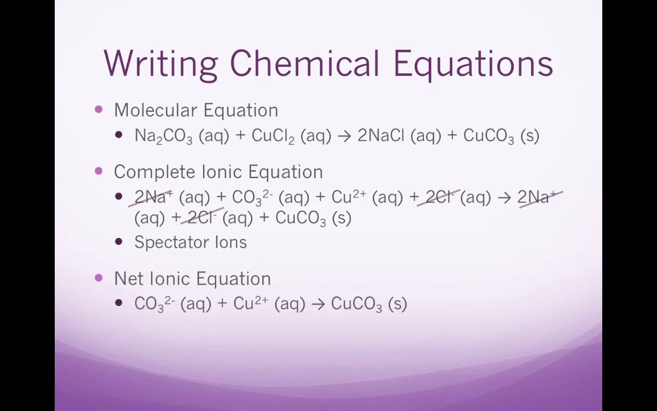So our net ionic equation then is writing our complete ionic equation without the spectator ions. So in this example, we get carbonate ions react with copper(II) ions to form copper(II) carbonate. So again, I suggest you practice doing lots of these problems as well. And like I said, there's a practice worksheet on D2L, and there's lots of problems in your book.